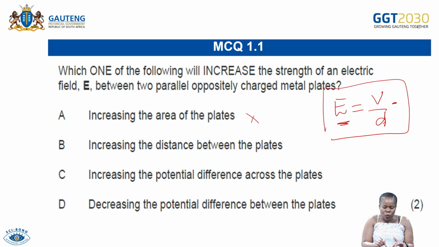But in the option that we are given, it says increasing the distance between the plates, so it is not the correct answer. Okay, option C is saying increasing the potential difference across the plates. Which is very good, because if we want to increase the electric field strength, that means we have to increase the potential difference. Why are we saying that? Because the electric field strength is directly proportional to the potential difference across the plates. And then option D is saying decreasing the potential difference between the plates. No, because that is not stipulated in the formula that we are using.